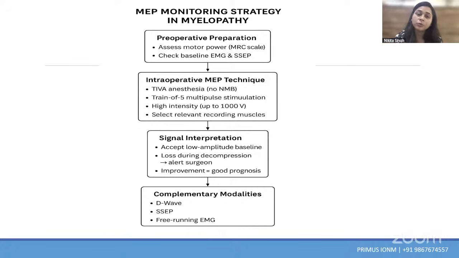Then turn the patient to prone and keep your settings the same. Make the patient prone and check the MEPs again, and you will get good responses after that. So in such cases, in signal interpretation, accept a low amplitude baseline. If there is loss during decompression, you should inform the surgeon, and improvement equals good prognosis. Complementary modalities which we need to use are D-wave, SSEP and free running EMG along with the MEPs.